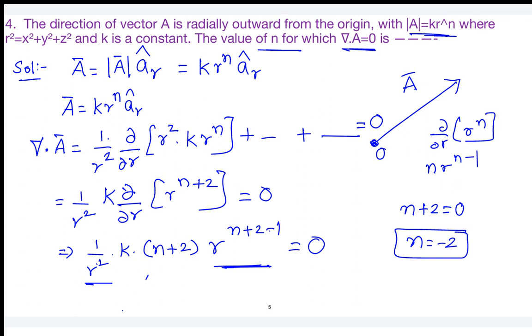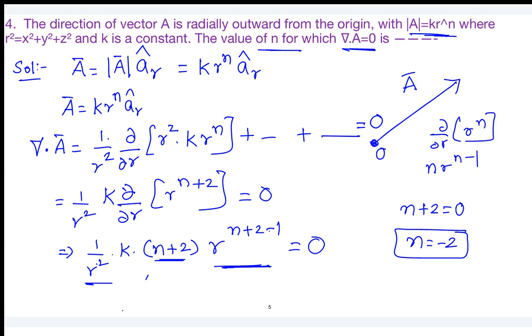Why aren't you, when you're putting n plus 2 minus 1, r to the power n plus 2 minus 1 in the denominator, there's that r to the power 2, right? Why are we not considering that also? No, that you can consider, that also you can consider.